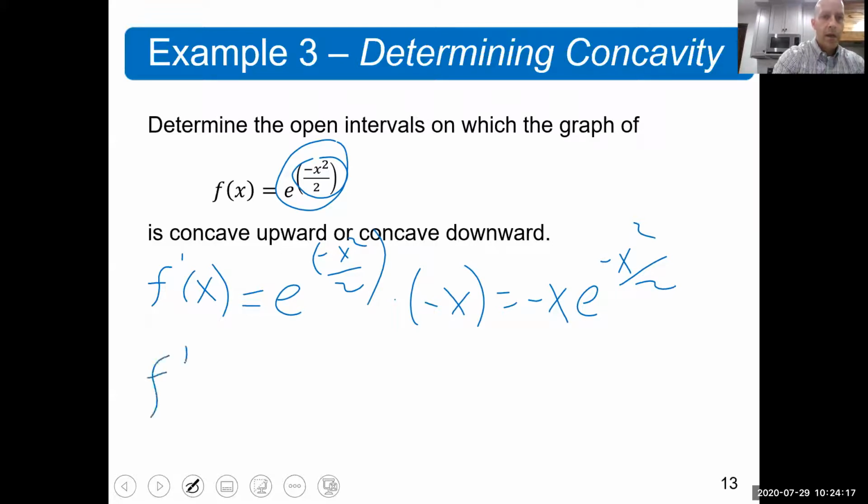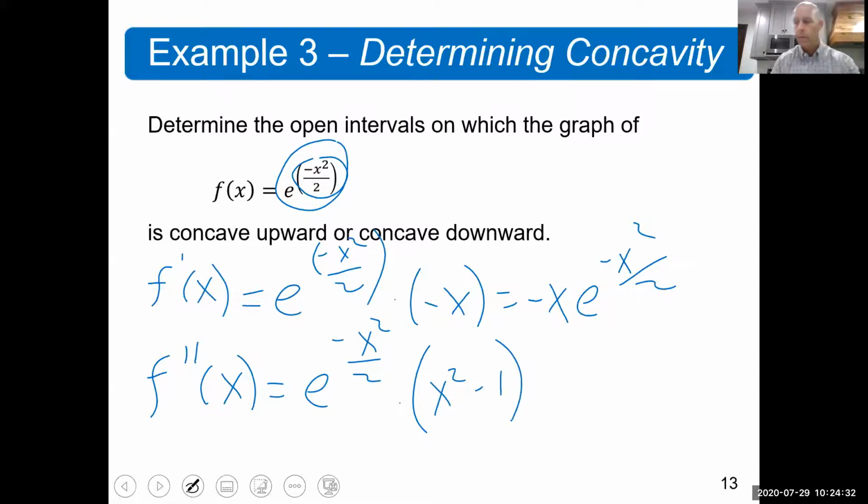Let's go ahead and do the second derivative. The second derivative, I'm going to cheat. It turns out to be e to the negative x squared over 2 again, but this time it's going to be multiplied by x squared minus 1. So now here's where we're going to actually use this information.